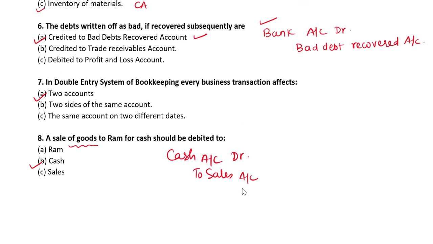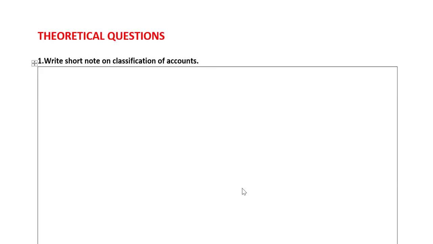I believe all of you must have understood till over here. Let's see two theoretical topics. The first question is, write a short note on classification of accounts. So you must have seen there are two methods. The first is the accounting equation method and the other is the traditional account method. So you can write that the classification of accounts is done into two broad categories.